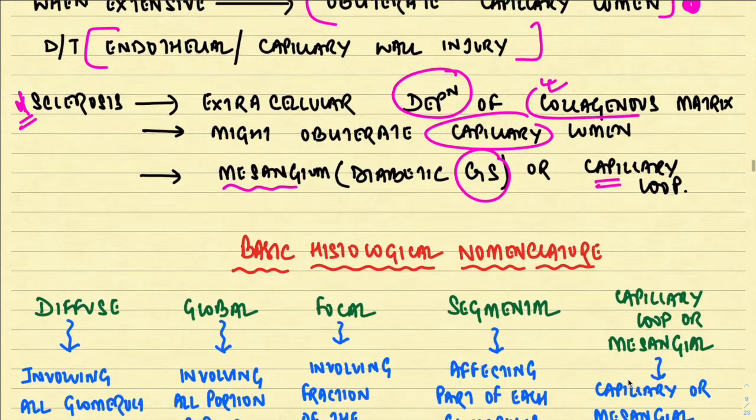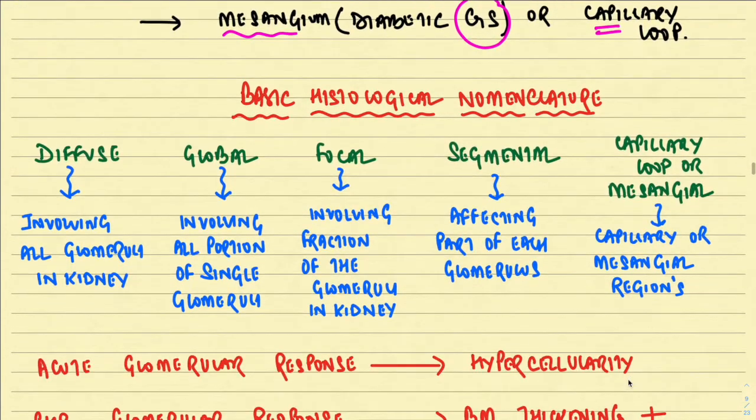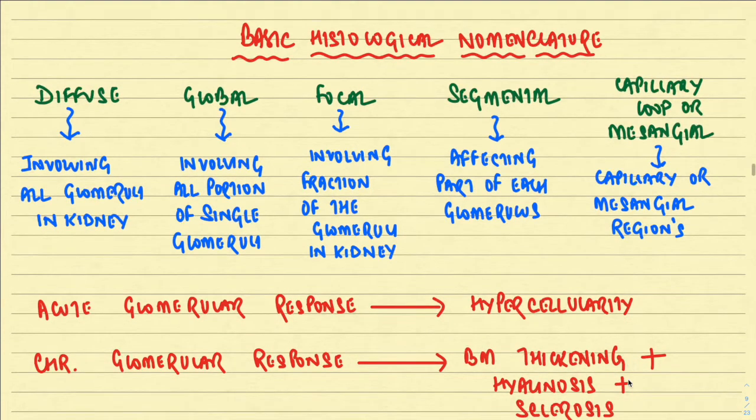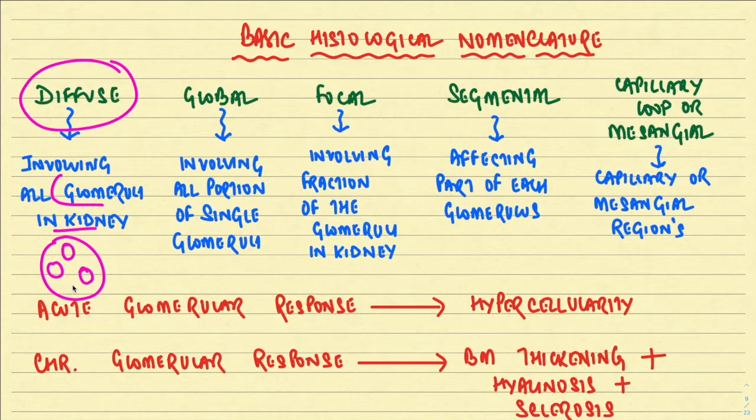Now, before we go into the details of how the response is, we want to understand the basic histological nomenclature of kidney injury. Whenever we use the term diffuse in histological terms, we are saying that it involves all the glomeruli in a kidney. So for example, this is the entire kidney. This is one glomerulus, second, third, fourth. Over here, all the glomeruli are involved. That is a diffuse change.